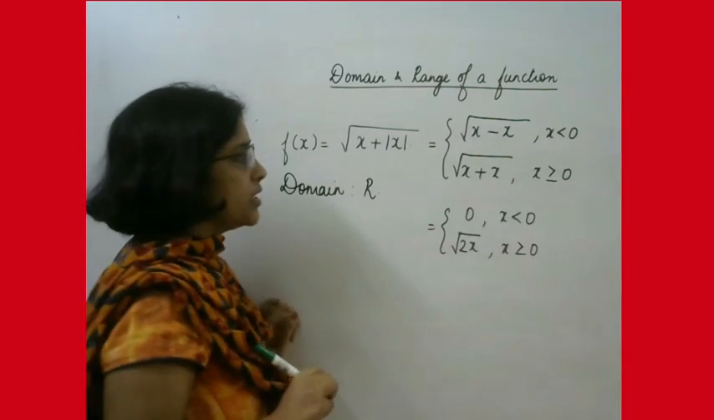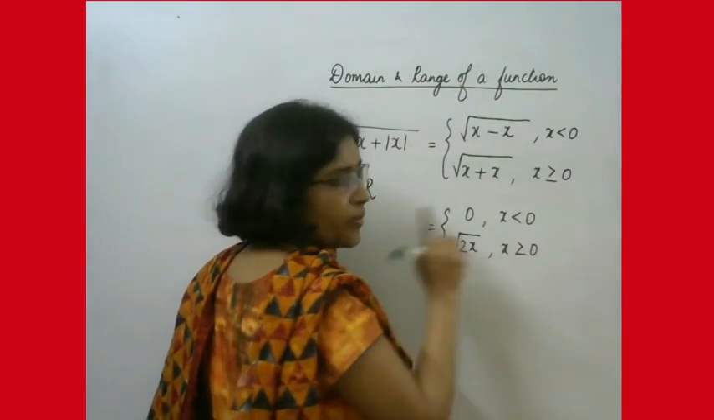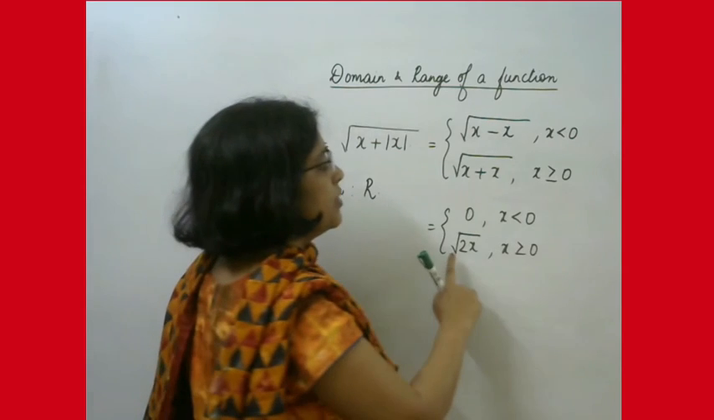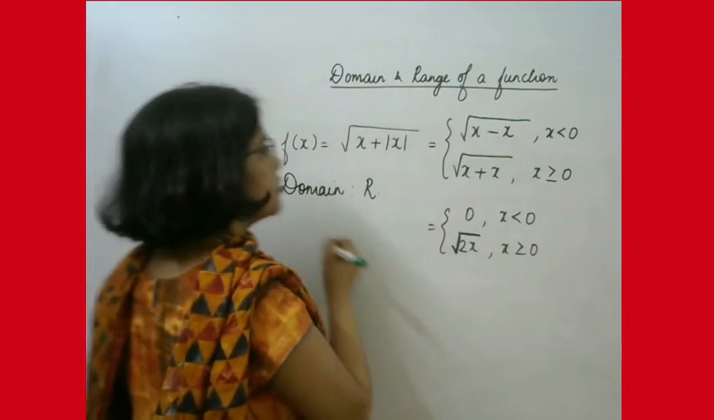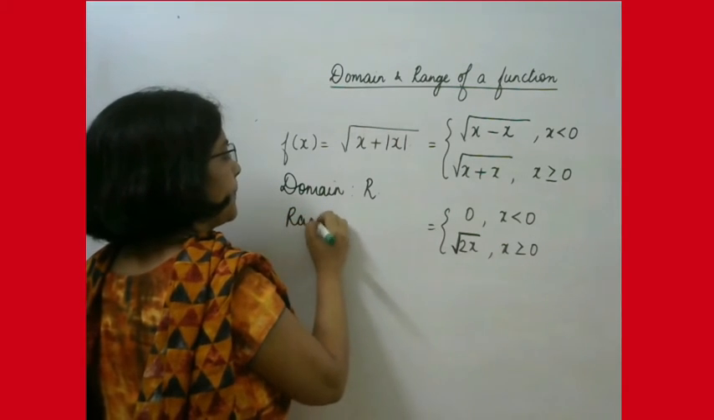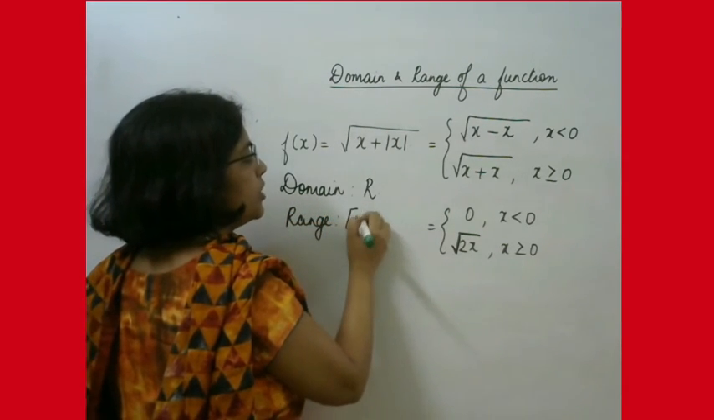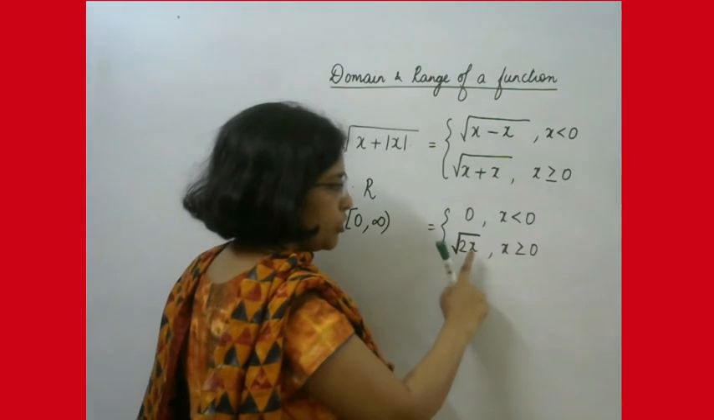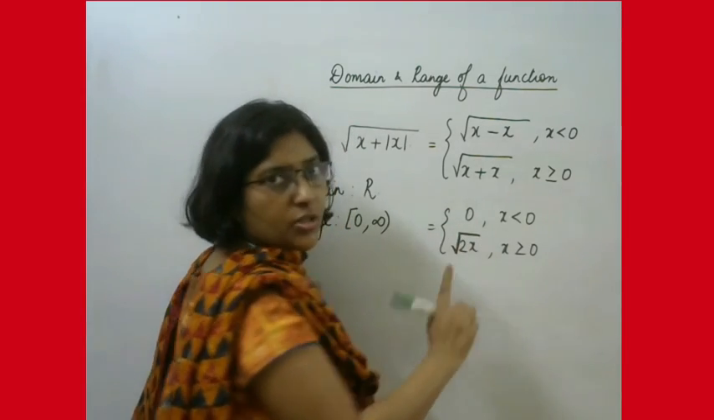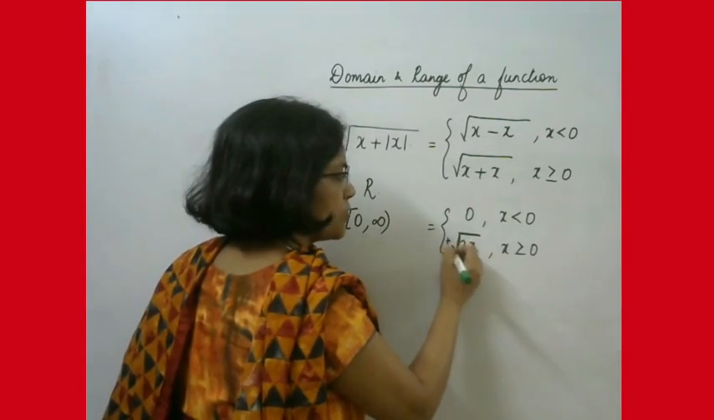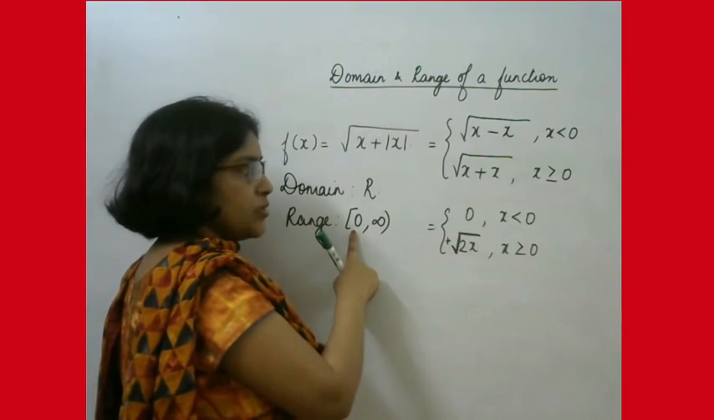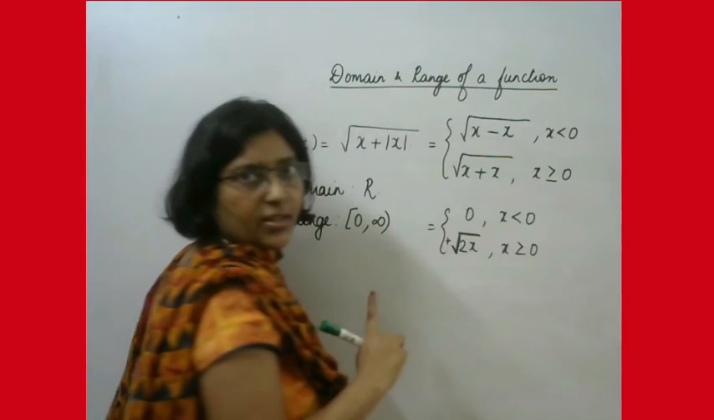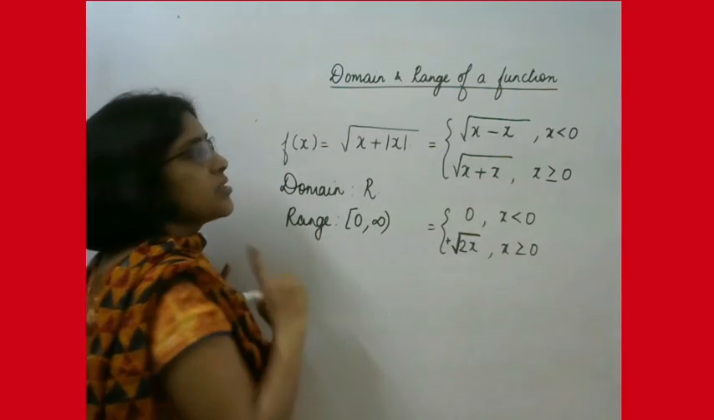Now what would be the range? We see for negative numbers, the answer is going to come 0, and for non-negative, it is positive square root. So the range will be only non-negative numbers. You put non-negative values for x and your answer comes out to be non-negative. It is positive square root, and over here it is 0. For all negative numbers it will become 0, and for rest it is 0 to infinity. So the range is 0 infinity.